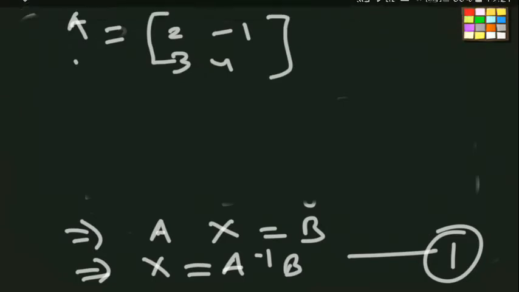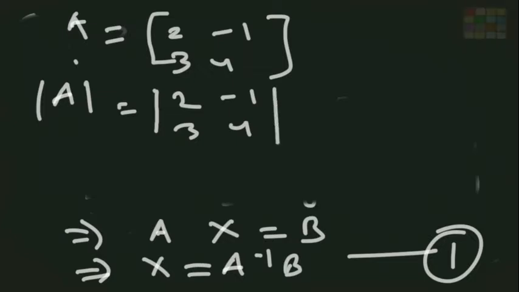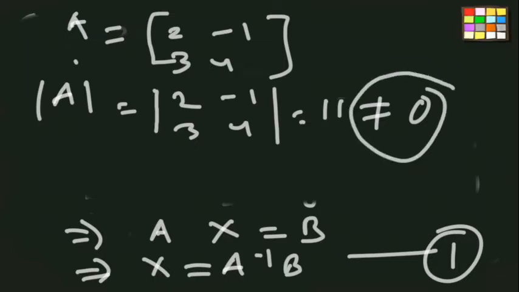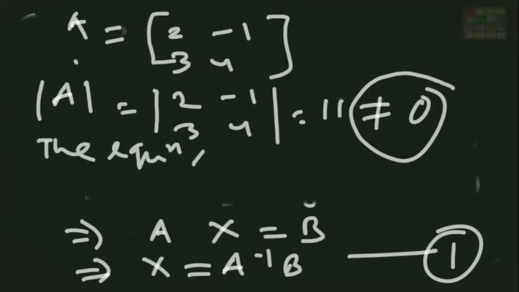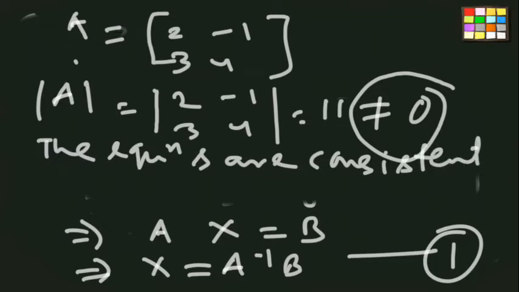Again, for A inverse, my first job is to find the determinant of A. Determinant of A is the determinant of 2, -1, 3 and 4. If I multiply, it will be 8 plus 3, which is equal to 11. 11 is not equal to 0. Here I want to say something to you: when it is not equal to 0, then the equations are consistent. Consistent means having a solution. I repeat, the equations are consistent. So this word is very important. Two equations or three equations are said to be consistent if they have a solution, and the basic condition is that the determinant of A must not be equal to 0.